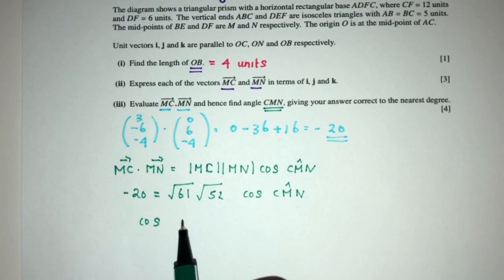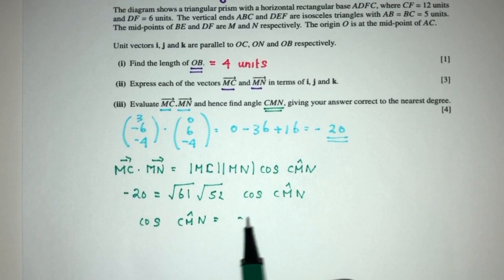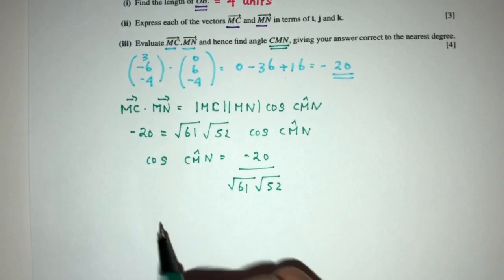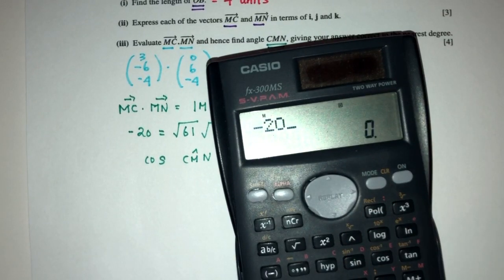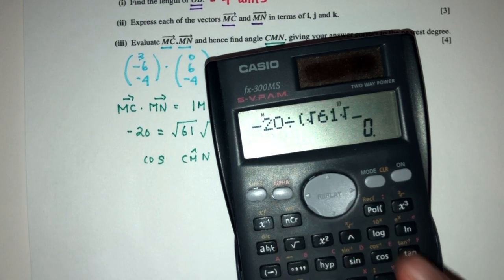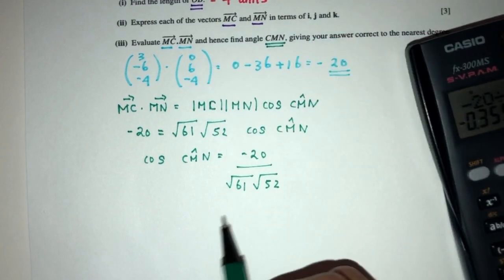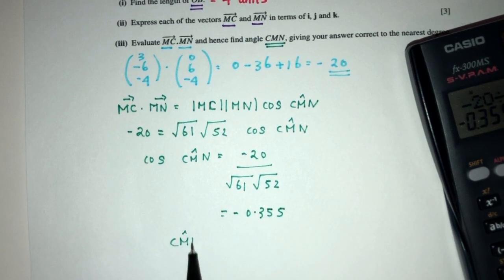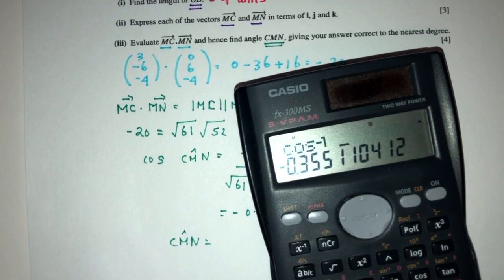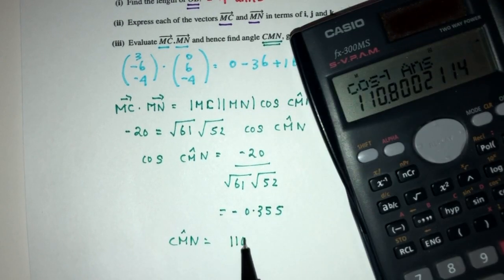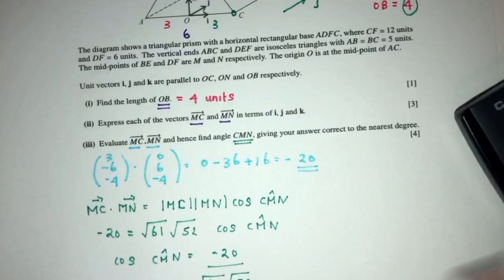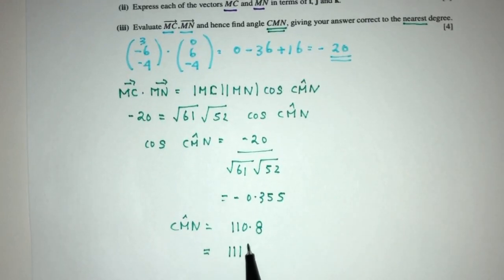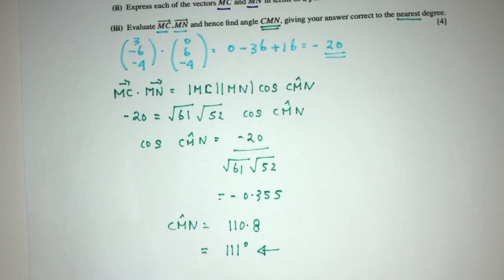Now cos of CMN is going to be minus 20 divided by root of 61, root of 52. So finally, let's see what we have. Minus 20 divided by root of 61, root of 52 will be minus 0.355. So the angle CMN will be just cos inverse of that value. That will be 110.8. However, as you can see, the question is asking you to give your answer correct to the nearest degree. It will have to be 111. Okay, and that will be your question in regards to vectors.